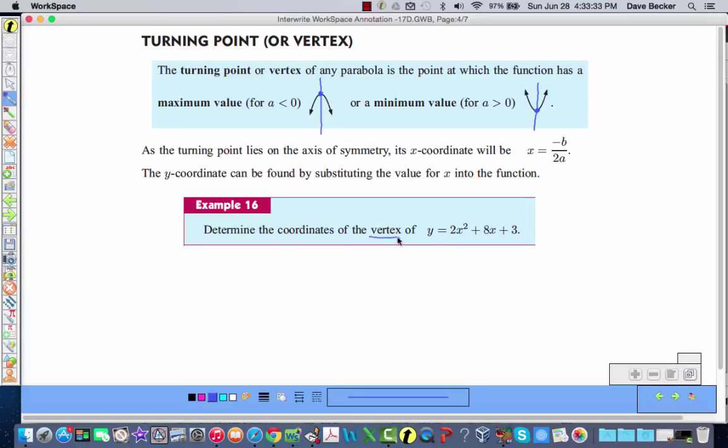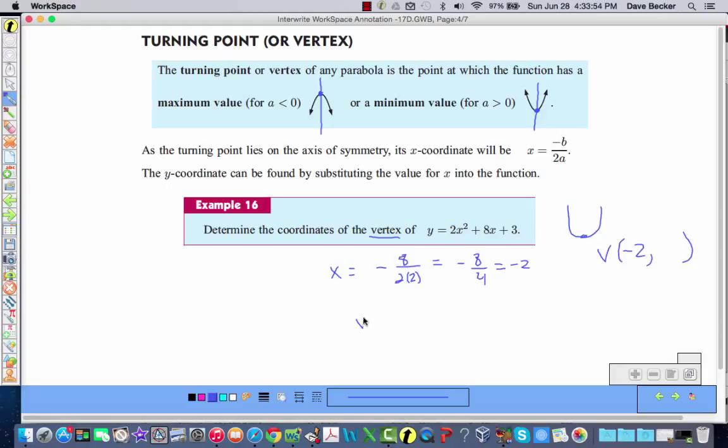So determine the coordinates of the vertex. This guy is going to be opening upwards. The equation is x equals negative b over 2a, so negative 8 over 2 times 2. So that's negative 8 over 4, which is negative 2. So my vertex has coordinates negative 2, something.